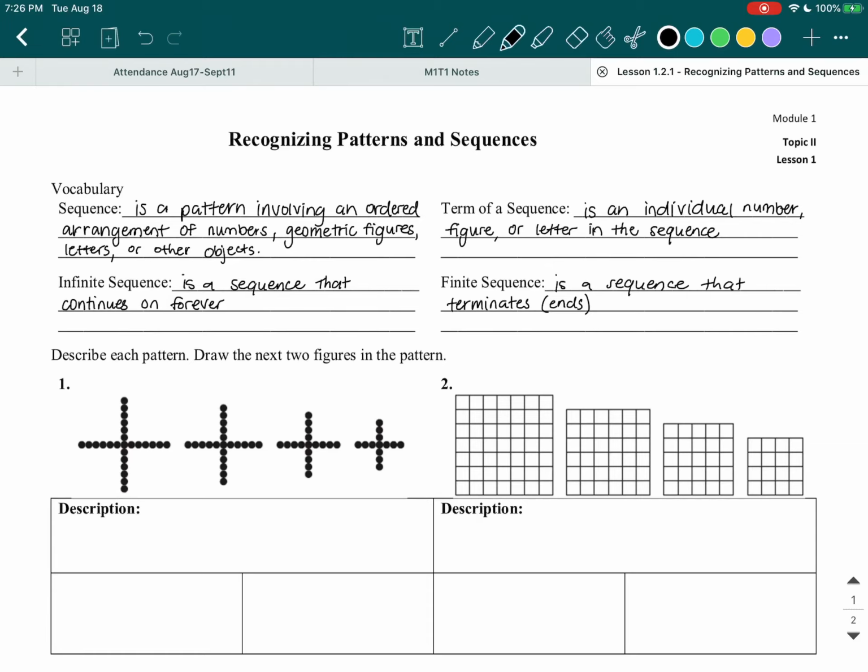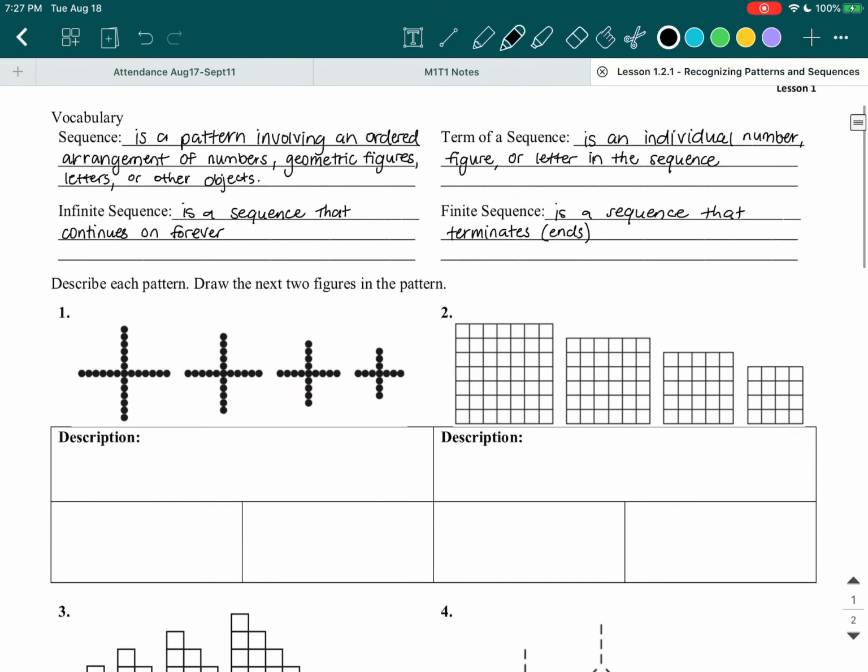So with those definitions in mind, let's take a look at these patterns. We're going to draw the next 2 figures in the pattern. So these patterns that they show us are sequences because it's a pattern involving geometric figures or pictures. It is a pattern, so it is a sequence. Now, how would we describe what's happening over here? So for number 1, the way I would describe it is that the last dot on the end gets taken away. If you take those away, you end up with the next picture. Then if you take those last dots away, you end up with the next picture.